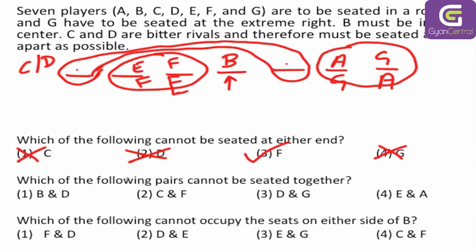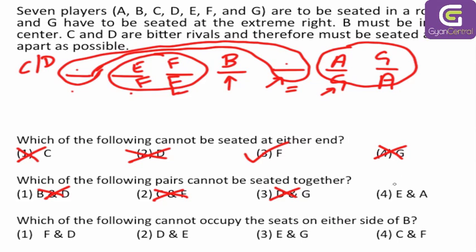So that's the first one. Second one, which of the following pairs cannot be seated together? Okay, B and D, can they be together? Yes, B is here, D can come at this position, so B and D can be together. This cannot be our answer. C and F, C can come at this position, F can come at this position, so C and F will become together. So this cannot be our answer. D, G, D is here or D is here, G can be here, so D and G can also be together.